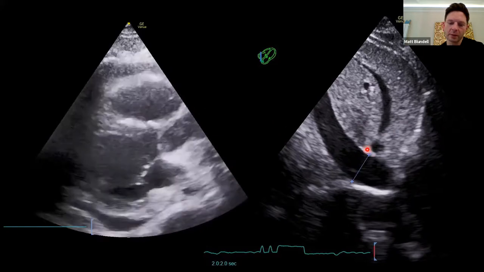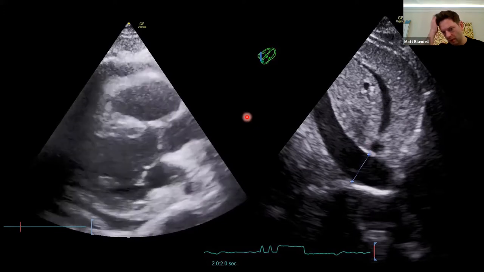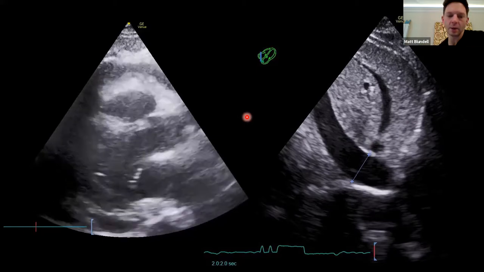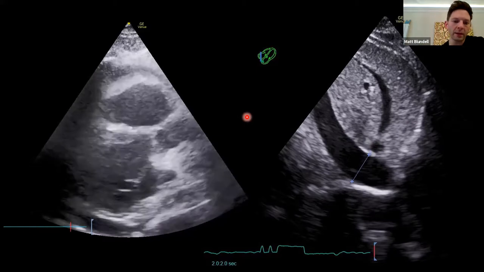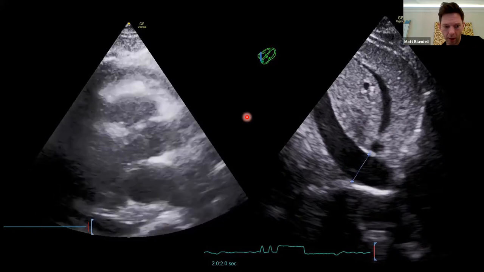And again, his IVC was still big and fat and juicy. So we made the decision not to do anything emergently. And I think that was the sensible thing to do. He went up to CCU for 4 days, serial echoes, and then was discharged on day four with a good outcome.